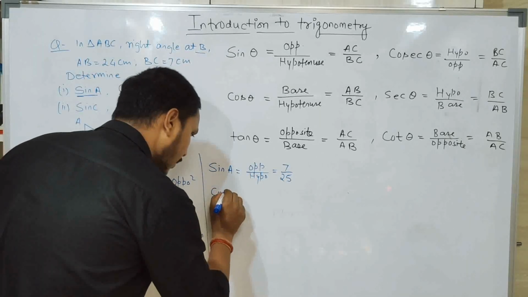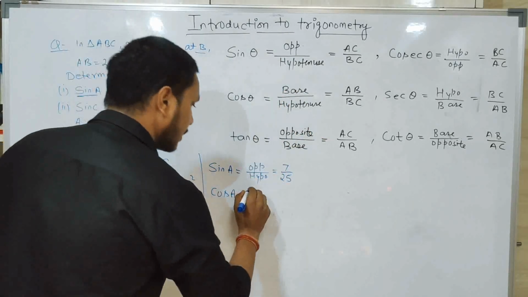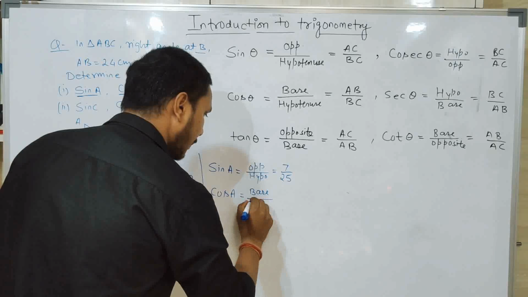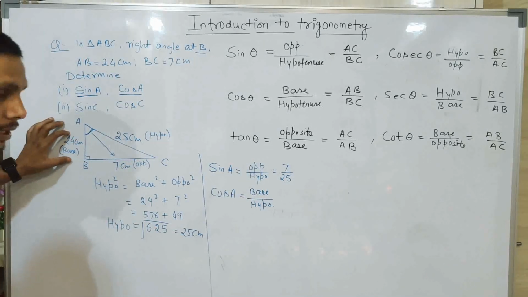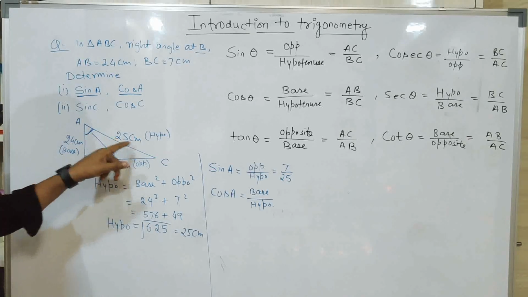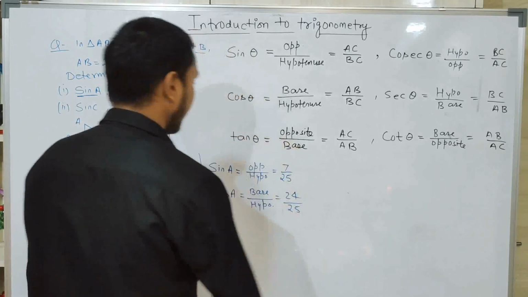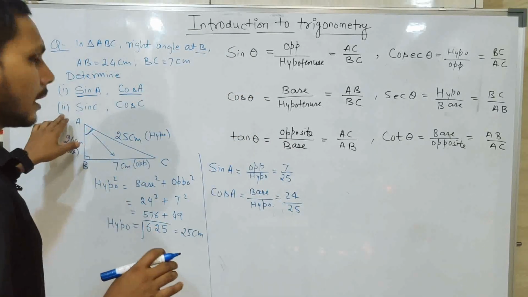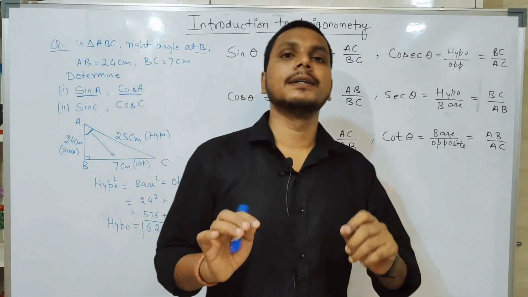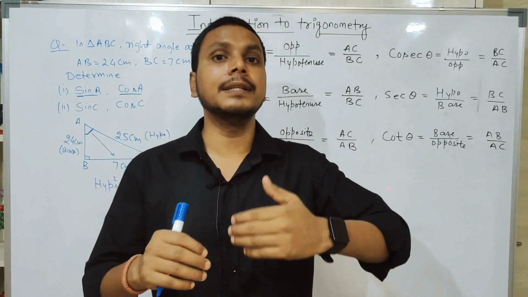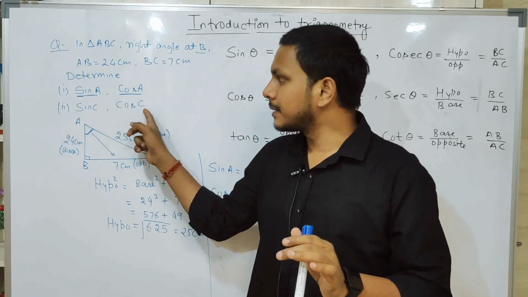Similarly, we will find cos A. Its formula is base upon hypotenuse, and we know what is base for angle A? Base was 24 centimeter and hypotenuse is 25 centimeter. So here 24 upon 25. And now we need to find another question where sin C and cos C. We need to find sin C and cos C, meaning he is just changing the angle for finding the trigonometry ratio according to angle C.